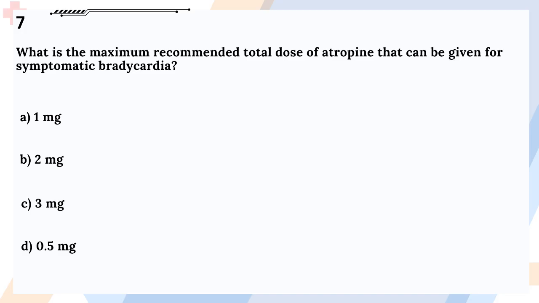Question 7. What is the maximum recommended total dose of atropine that can be given for symptomatic bradycardia? A. 1 mg. B. 2 mg. C. 3 mg. D. 0.5 mg.